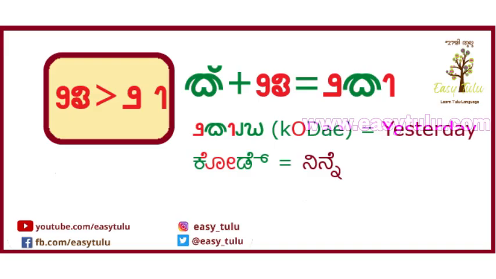Okay, next vowel is O. This is the long O sound. Ka plus O makes Ko. Example, Koda. Koda means yesterday. Ninne in Kannada. Let us see how to write this.